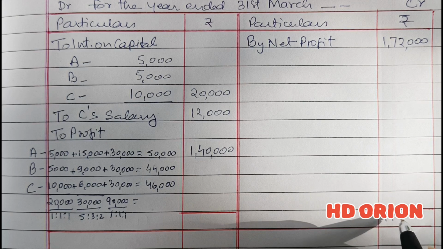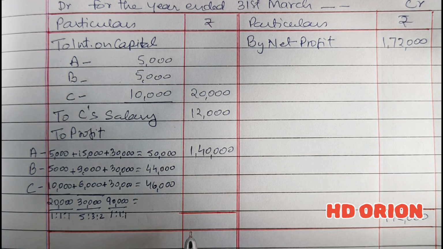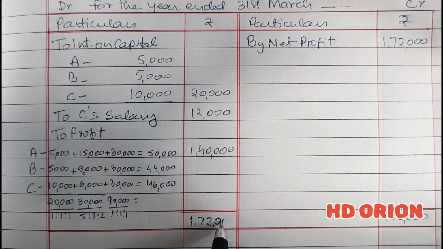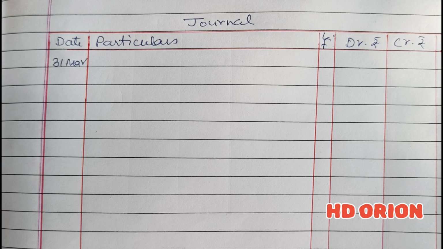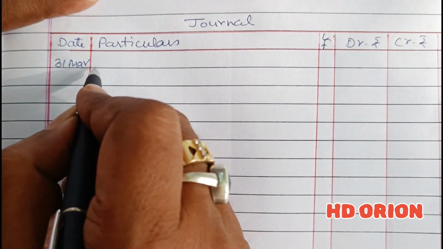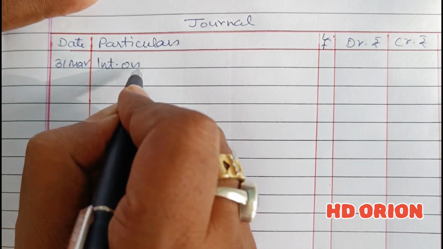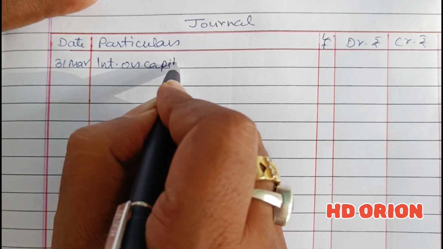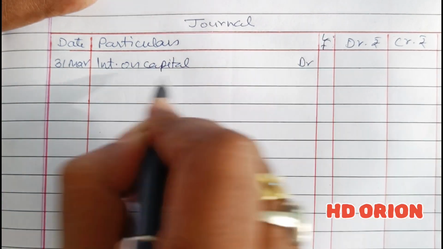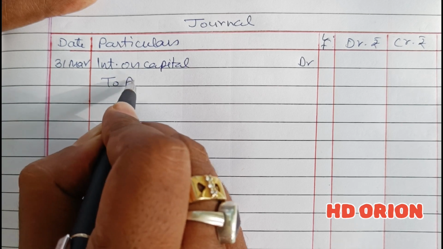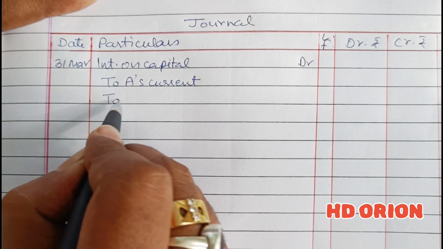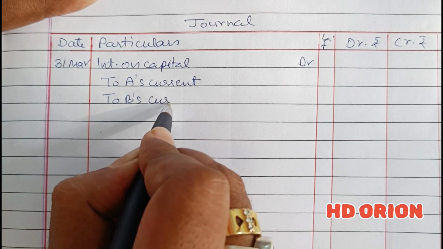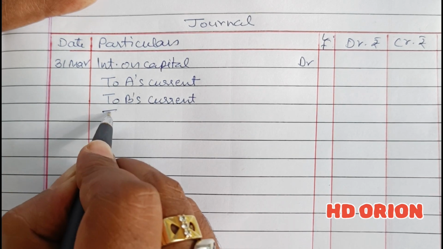So we will close the format from below, and this is how the solution is to be prepared. Now the journal entries on 31st of March. Interest on capital account debited to partner A's current account, and to B's current account, and to C's current account.